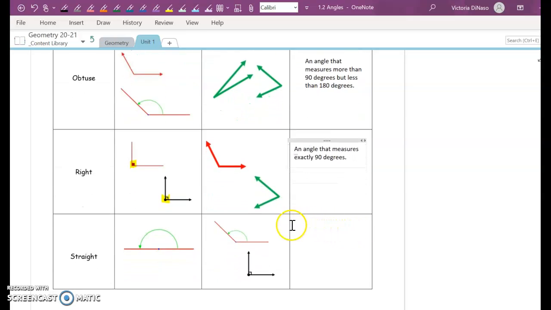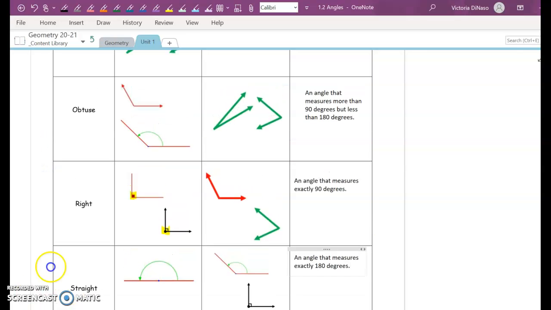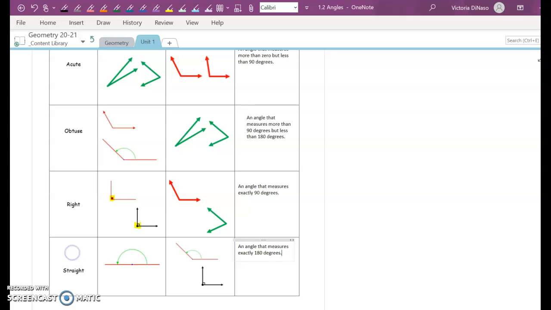And then finally, we have a straight angle, different from a straight line. A straight angle gets a degree measure, whereas a straight line does not have a measurement. So a straight angle is an angle that measures exactly 180 degrees. So those are different types of angles. Go ahead and take a second and write down each definition. So we have acute, obtuse, right, and straight.